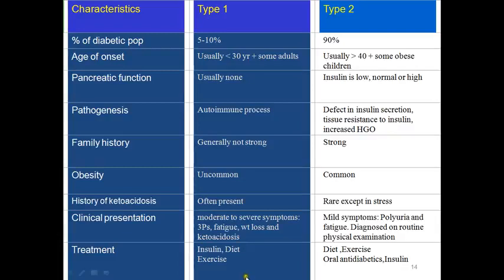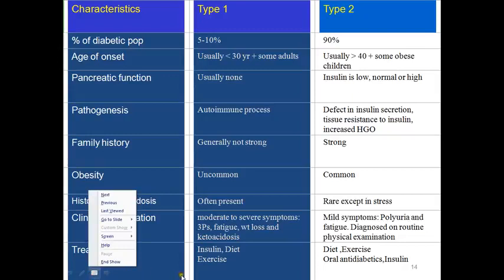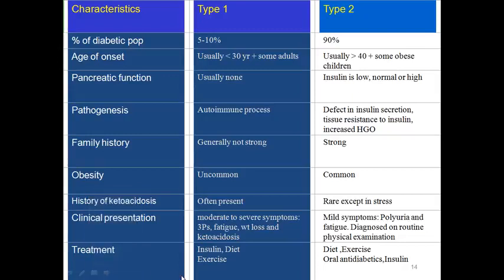We also have another entity known as double diabetes. It is a condition in which children who have type 1 diabetes, because of their family dynamics, put on weight, and as they put on weight, they develop type 2 diabetes as well. So the new category of double diabetes is also coming in. Pancreatic function usually is none in type 1, and in type 2, insulin is low, normal, or high. So it all depends on the stage of the type 2 diabetes.